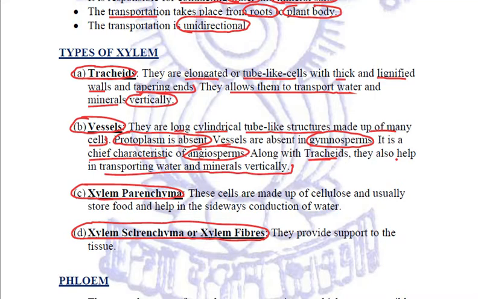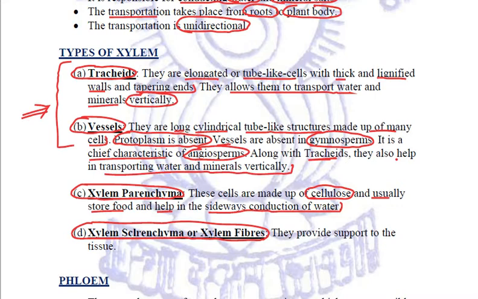So when we talk about xylem, among these, the tracheids and vessels mainly help in the conduction of water and minerals, right? The next type of xylem is xylem parenchyma. Now these xylem parenchyma cells are made up of cellulose, and their function is that they usually store food and they help in the sideways conduction of water.